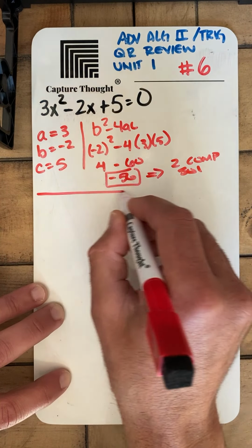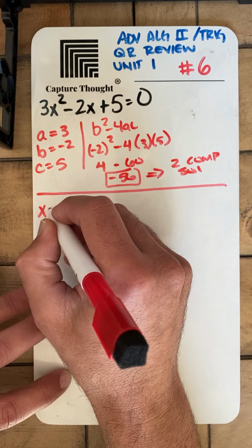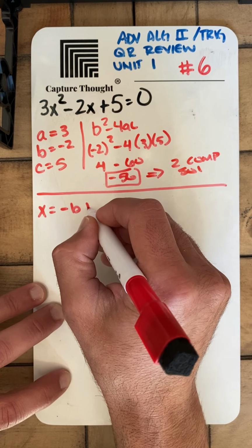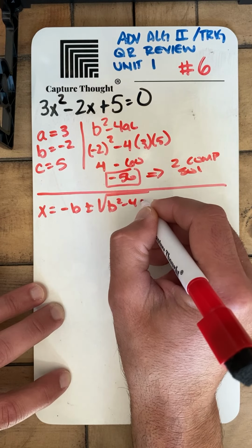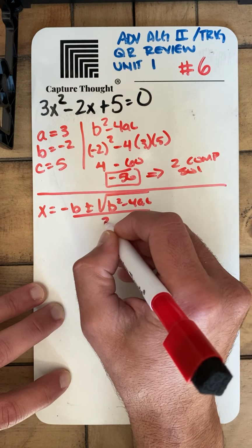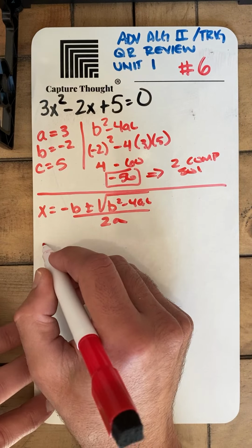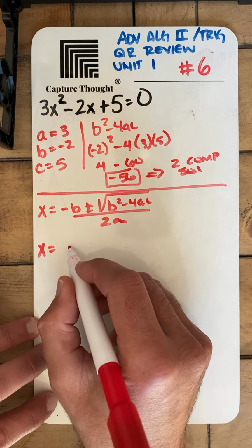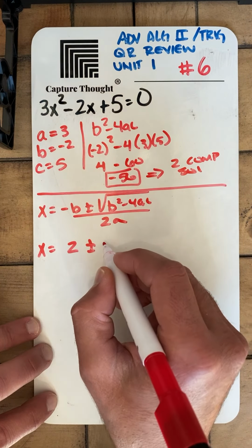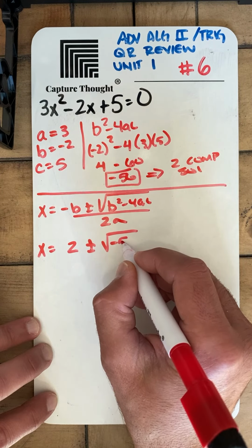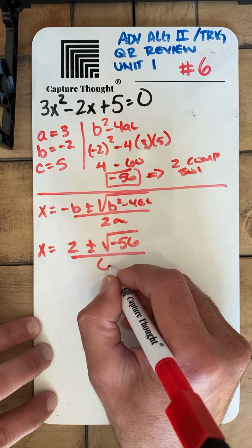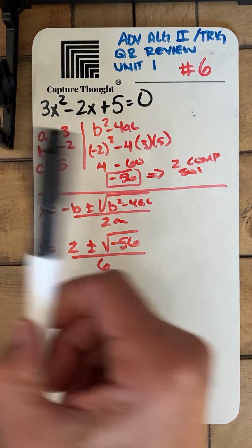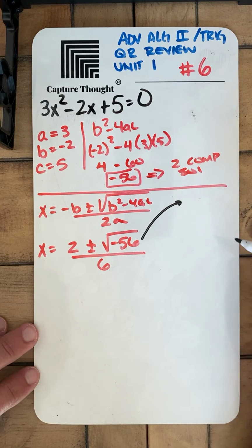Okay, and then step 3 is go ahead and figure out -b plus or minus the square root of b squared minus 4ac all over 2a. So then x is going to be the opposite of b, which is 2, plus or minus the square root of -56, and then all over 2 times 3 is the number 6. So now you have to deal with this square root of -56. So I'll bring it over here for you.